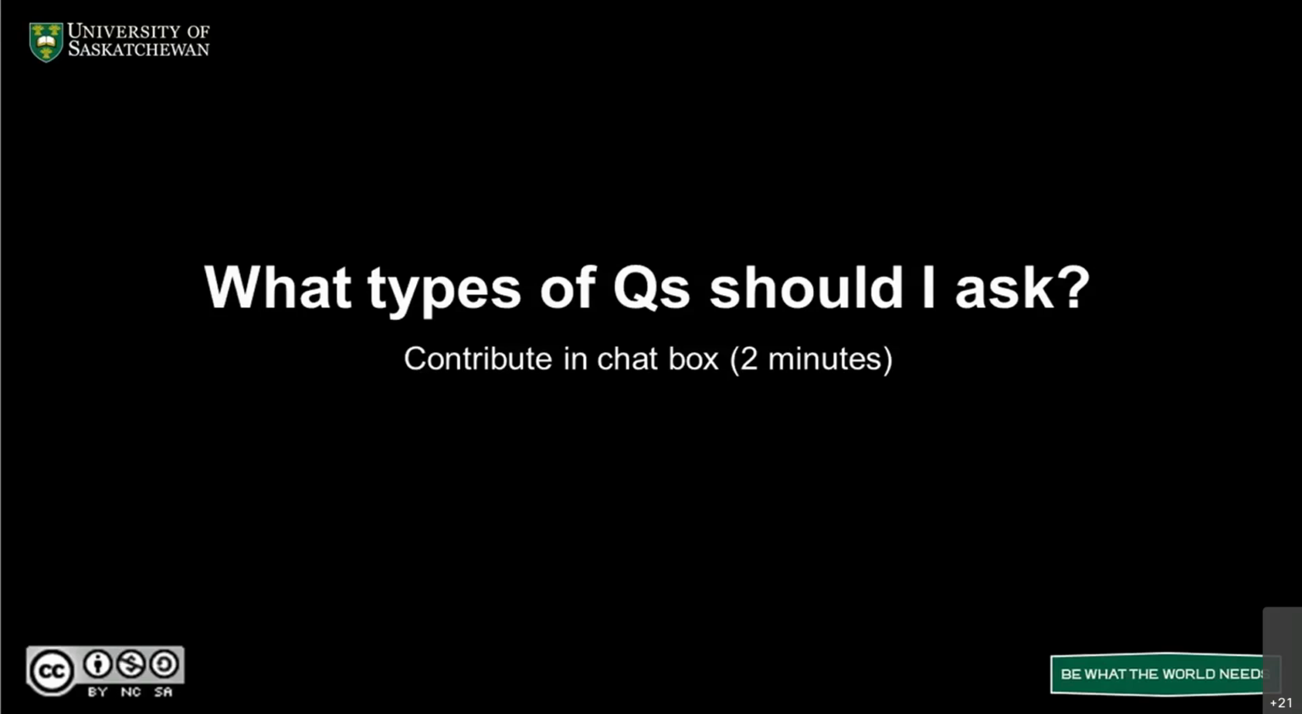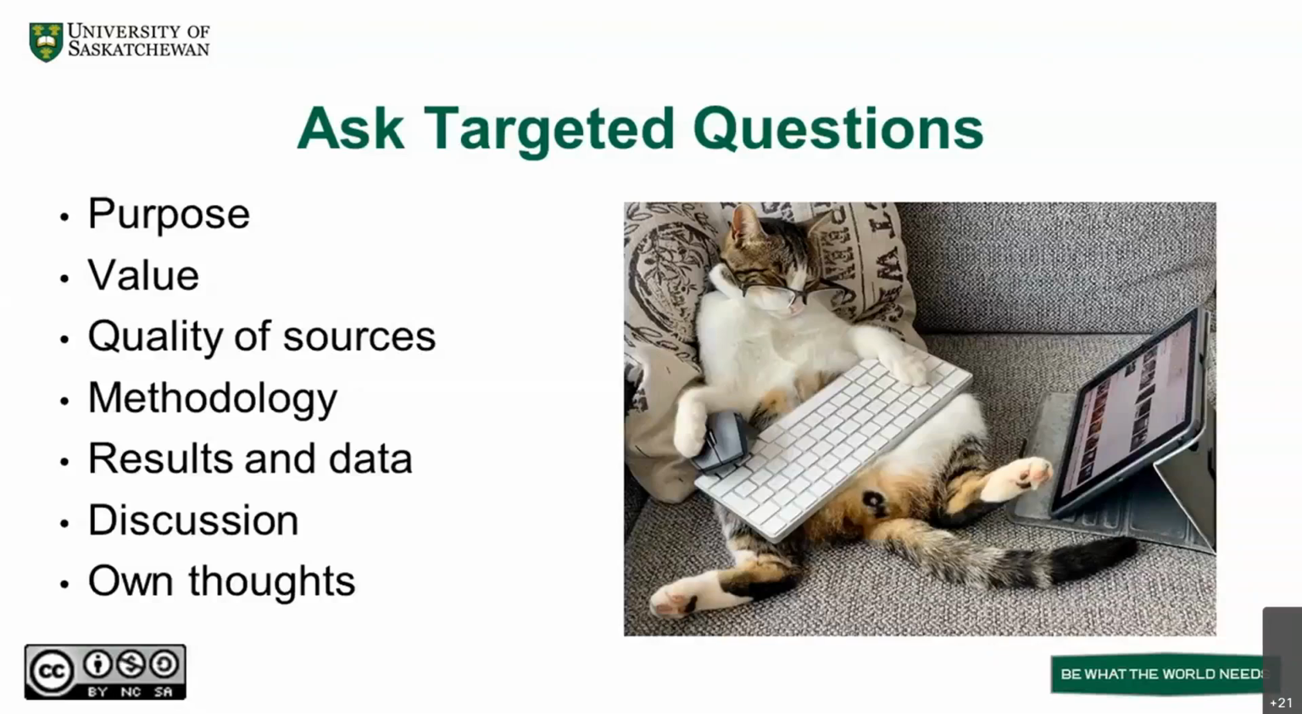So recognizing that we have so many questions that we can ask can also help us engage critically with the information that we've gathered. So thank you so much for that contribution. I'm going to go through some additional questions that we might ask that relate to things like purpose, value, quality of sources, methodology, results and data, discussion, and our own thoughts. And I think that last category is always really key because that's where it demonstrates how closely invested and engaged we are with the research at hand.